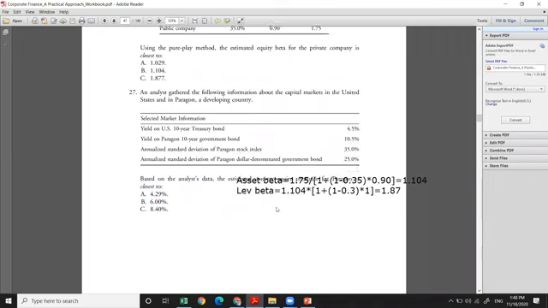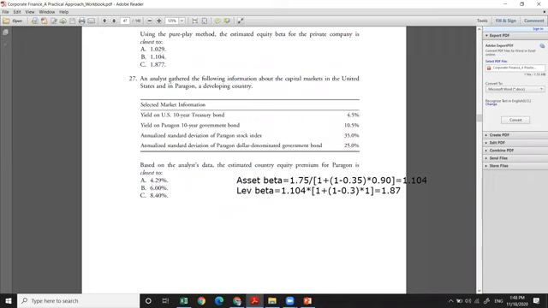And coming to question 27, an analyst gathered the following information about the capital markets in the United States, in Paragon, a developing country. Based on this information, the analyst is asked to estimate the equity risk premium for Paragon. Now we are asked to estimate the country equity premium. Just skip this question.